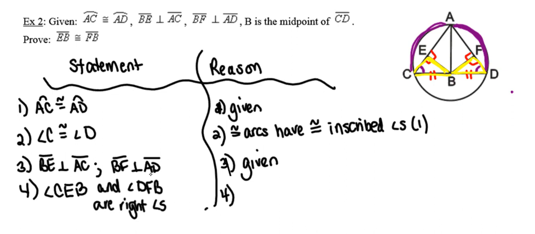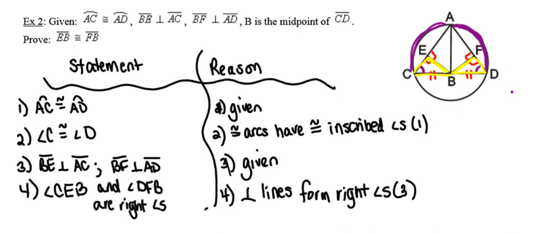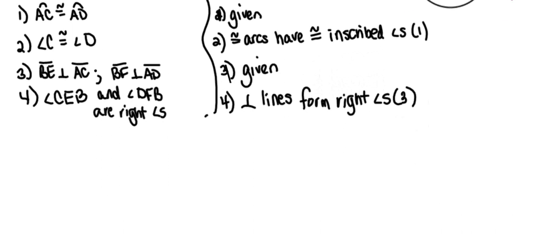And that's because the perpendicular lines in statement 3 cause those angles to be right angles. So perpendicular lines form right angles. And I'm going to cite statement 3 because that's where I had those perpendicular lines. And now I'm all set up to go ahead and state that those angles are congruent.